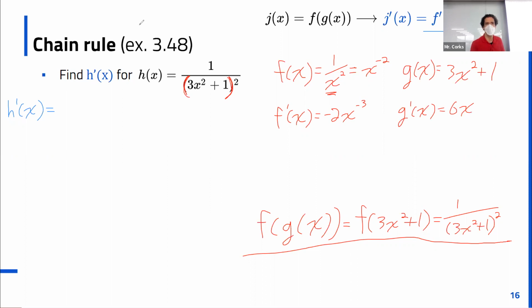Okay, so our chain rule thing here, we would have -2, but x we have to replace with the inside function. So -2 times the inside function, 3x squared plus 1, exponent -3. So that's the f prime of g of x, that's the left part, and the right part is g prime of x, which is the 6x.